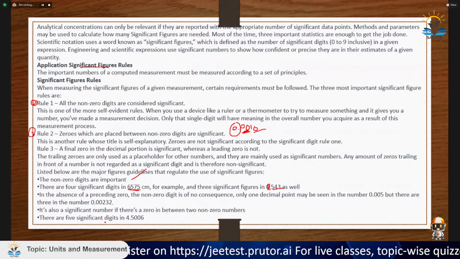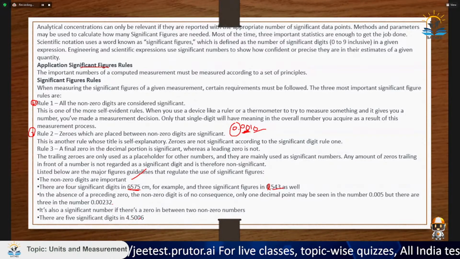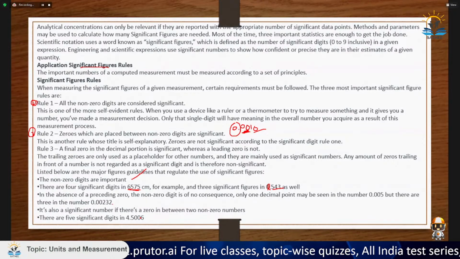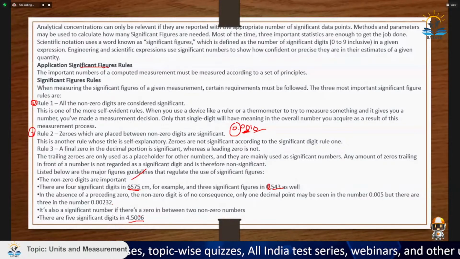Only five is a non-zero number, and two, three, two are non-zero numbers. So there are five significant digits in 4.5006 because, as I told you, both 5 and 6 are significant. So the zeros between them will also be significant. So there are five significant figures in this number.